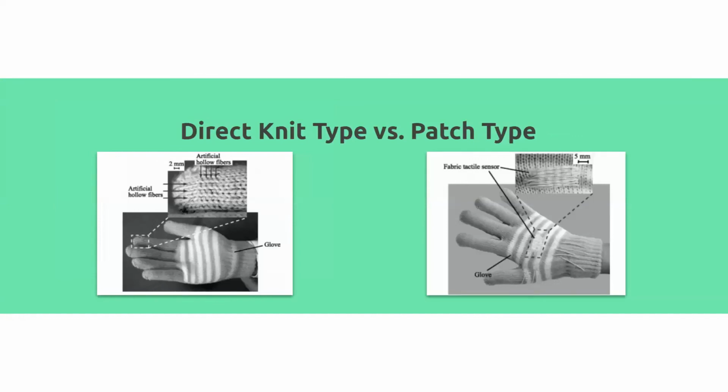There are two kinds of fabric tactile sensors that have been developed. The first being the patch type, a rectangular shaped fabric tactile sensor that was made by combining the artificial hollow fibers in yarn. This kind could be patched into a commercial glove using yarn. The second kind is a direct knit type. The artificial hollow fibers were woven directly into the glove yarn instead of being patched on. With these two kinds of fabric tactile sensors, already existing clothing could have them easily patched on, and further clothing designs could have them implemented directly into their fabric.